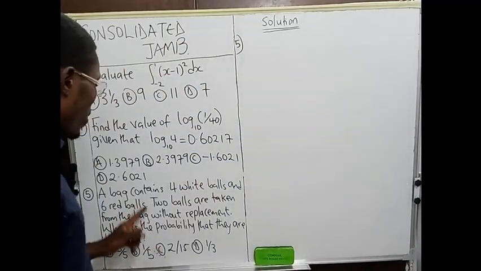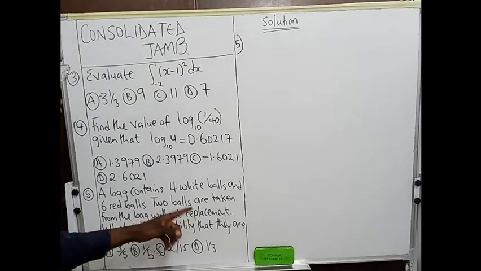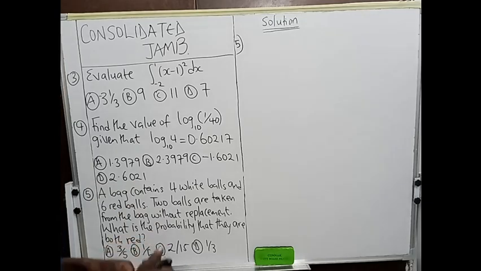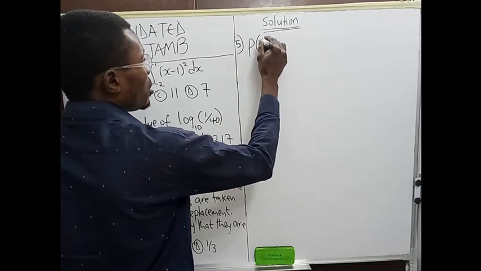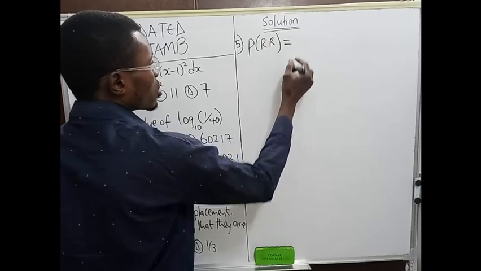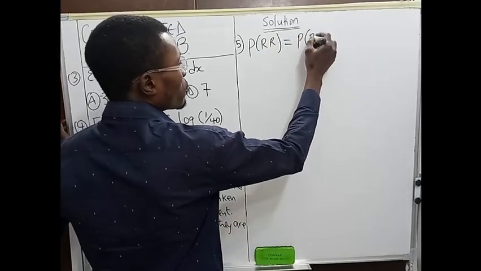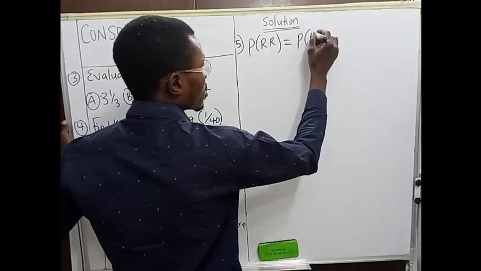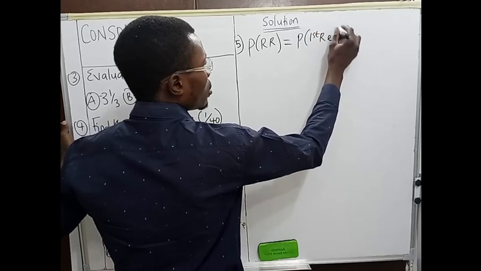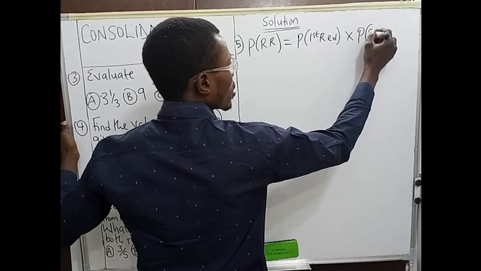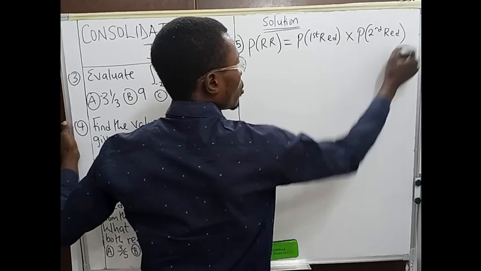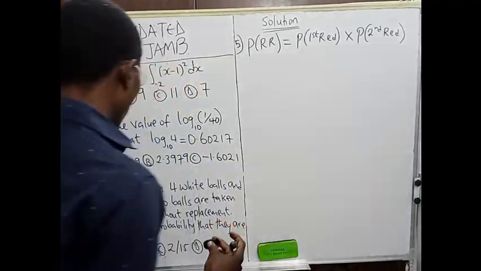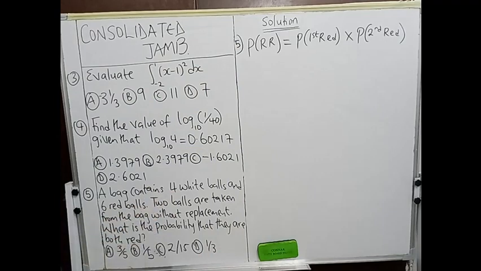Now lastly, question 5. A bag contains 4 white balls and 6 red balls. 2 balls are taken from the bag without replacement. What is the probability that they are both red? Probability that they are both red, P(RR), will be equals to what? The probability of the first red ball times probability of the second red ball. Okay, now probability of an event is given by what? The number of the event over what? Sample space. Our sample space here is the total balls, that is 10 balls, right?